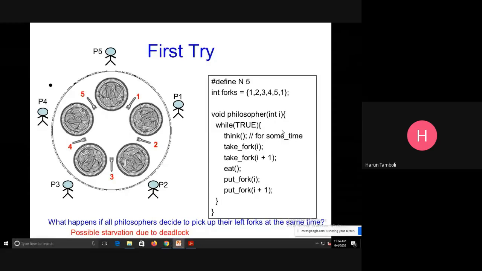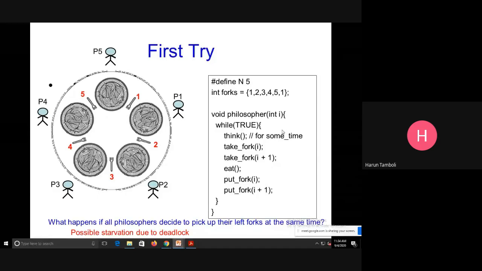Now when all of them try to take the left chopstick, that means P1 will try for the second chopstick, P2 will try for the third chopstick. When P1 tries for the second chopstick, it is already occupied by P2. Similarly, if P2 tries to access the third chopstick, it is already occupied by P3.